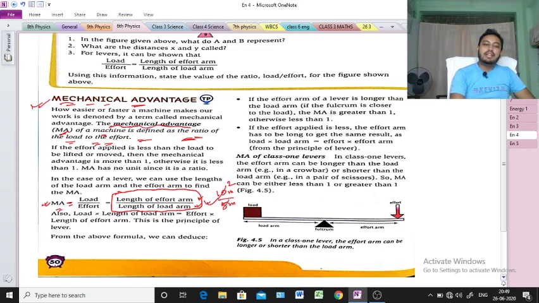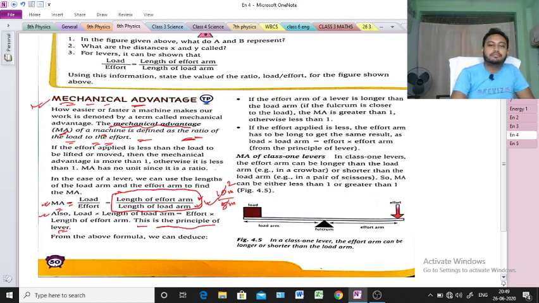Now coming to the next point, you can read this also, that means this para, load into length of the load arm, just cross multiply. Okay, load into length of the load arm equal to effort into length of the effort arm. This is the principle of lever. Clear? This is the principle of lever. Okay, I hope you understand.